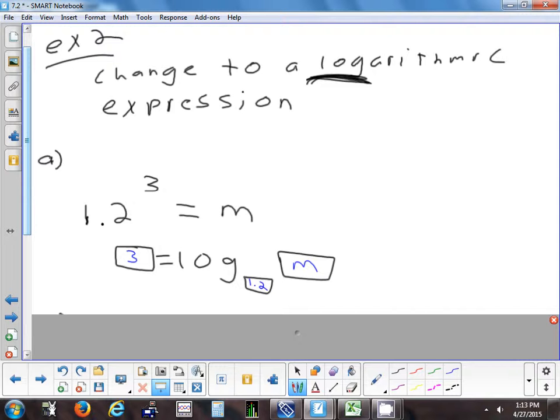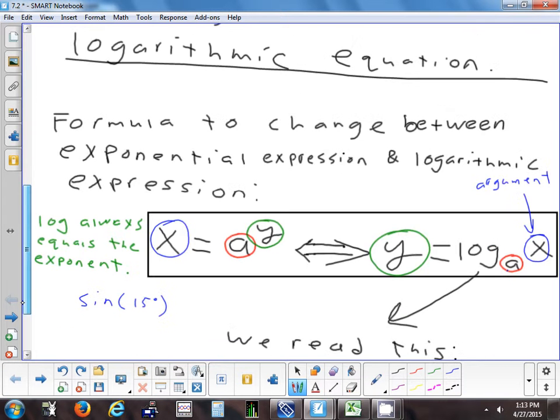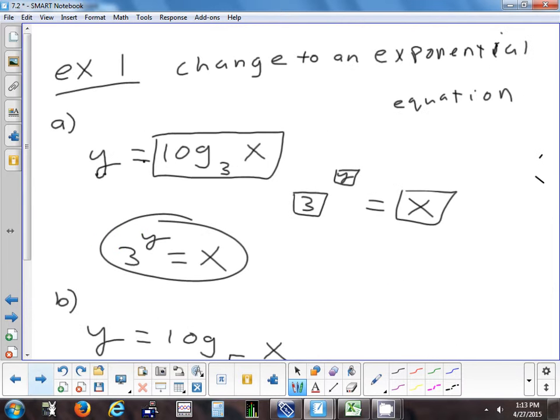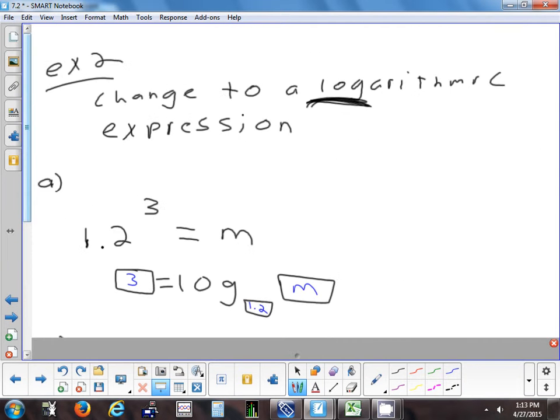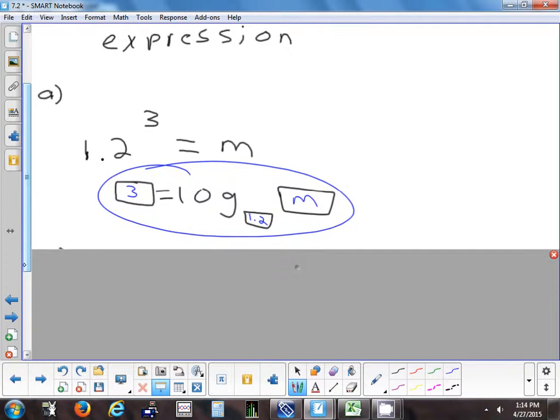M. Okay, let's go through it. 1.2 is your base. It's the number that's below the exponent. So that's the number that goes below your log. Logarithm always equals what kind of number I wrote? Log always equals the exponent. Your exponent is 3. So this time, your log equals the exponent, 3. Once you fill in those 2 boxes, there's only one box left. There's only one thing you haven't used, M. And that's it. Okay, any question on that?